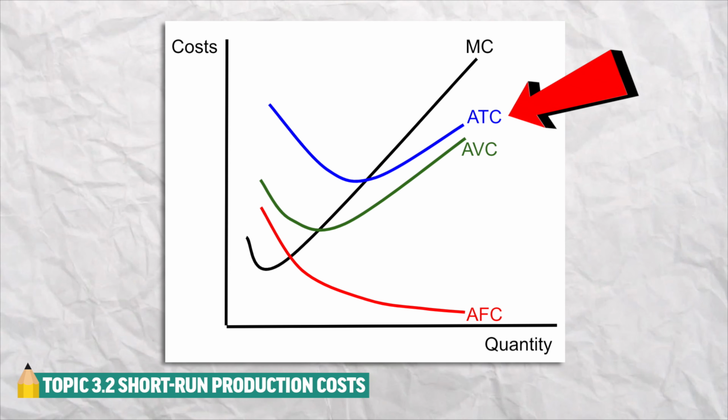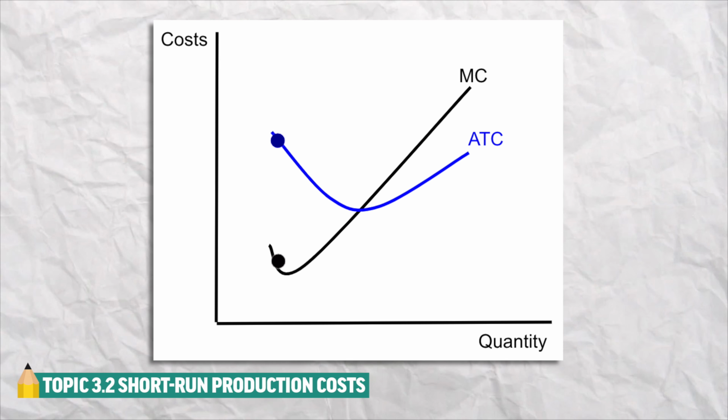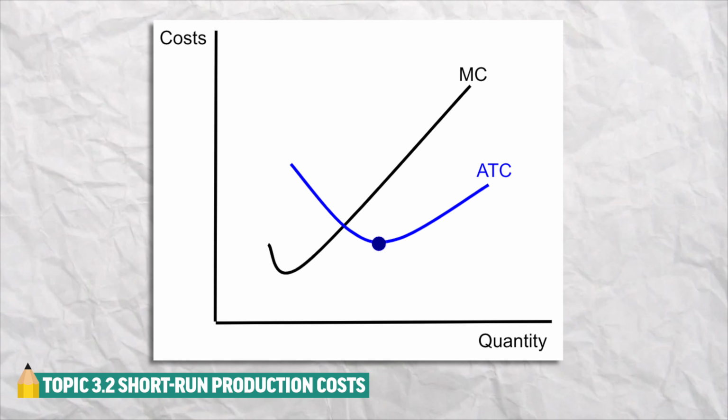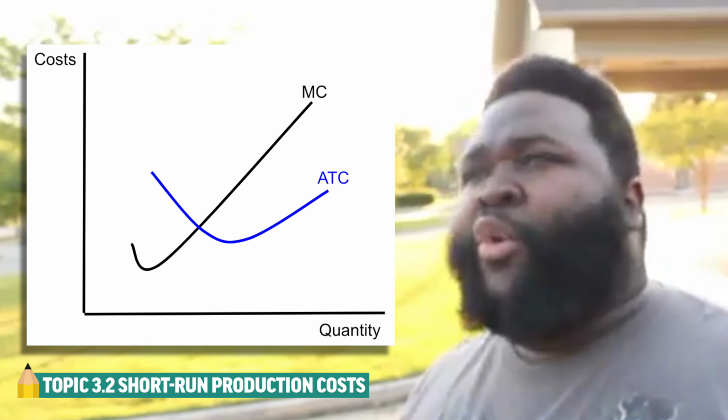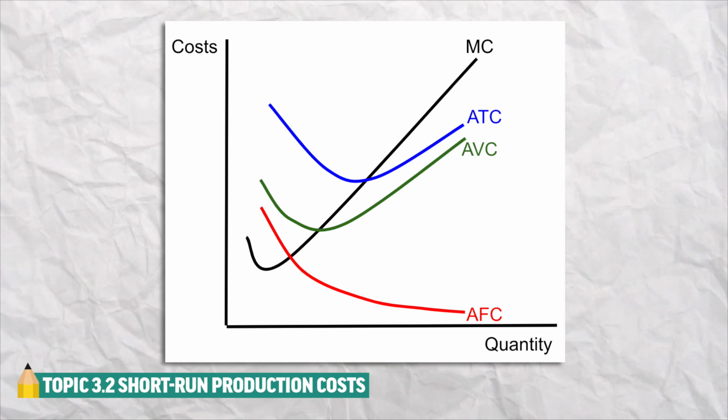Also remember that the average total cost and the average variable cost will always hit the marginal cost at their minimum. This is because when the marginal is below the average, it pulls the average down, and when the marginal is above the average, it pulls the average up. So mathematically, right here must be the minimum of the ATC curve. So if you draw or see a cost curve that looks like this, you know something is wrong. Hold up. Wait a minute. Something ain't right.